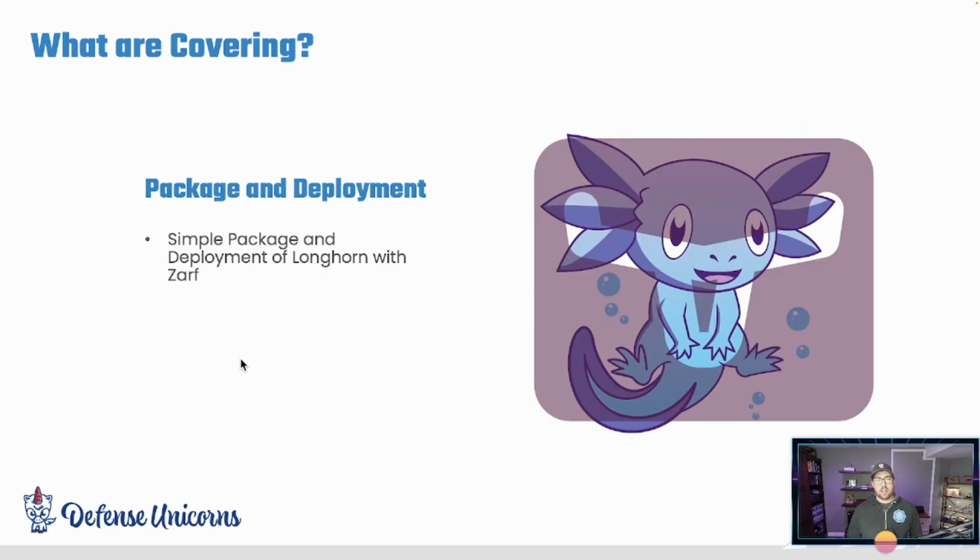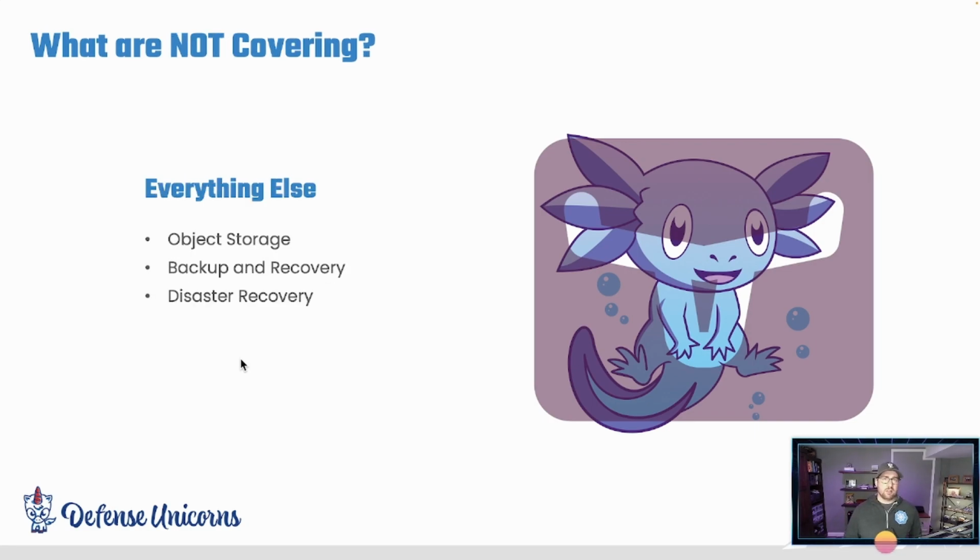So what are we covering today? We're doing package and deployment of a very simple example of Longhorn with Zarf. We're not covering all of the real nitty-gritty details around Longhorn. So we're not covering object storage, we're not covering backup and recovery, we're not covering disaster recovery. These are topics that we would need significant time to dig into to help you plan what that would look like in an air-gapped environment.